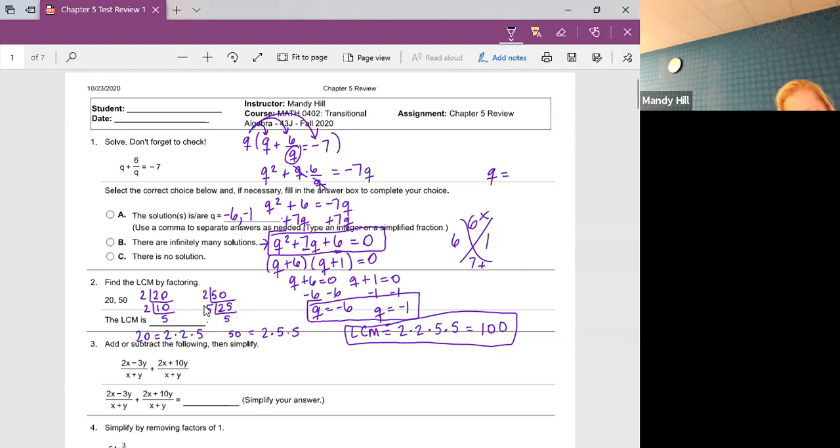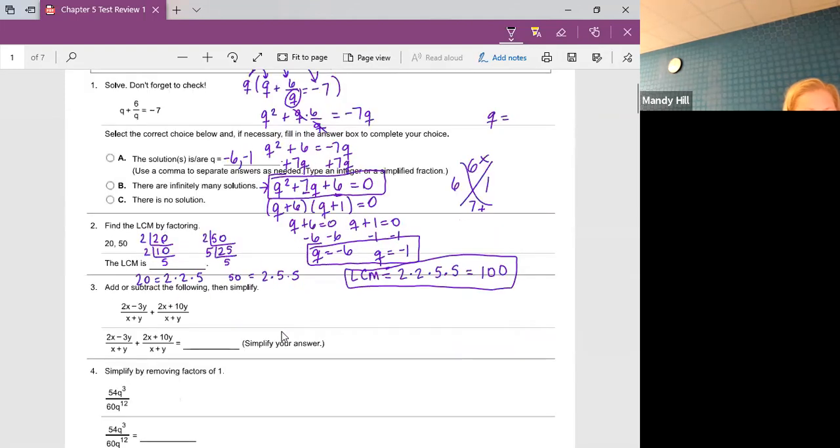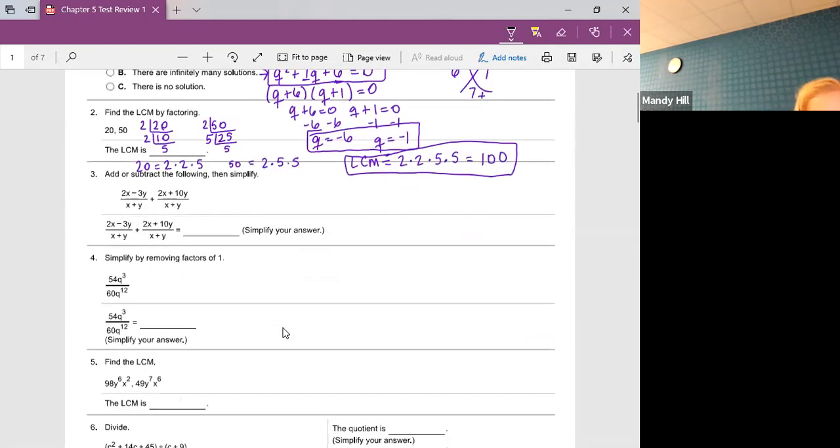Number 3 is going to be fairly easy. And the reason I know it's going to be easy is because we have a common denominator that is the same. They're both x plus y. So when we have that, we've got x plus y on the bottom, and on the top, we're taking 2x minus 3y, and we're adding 2x plus 10y.